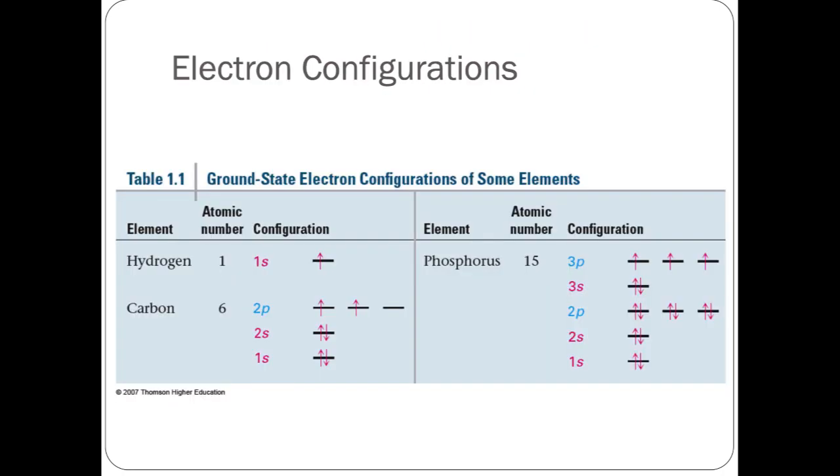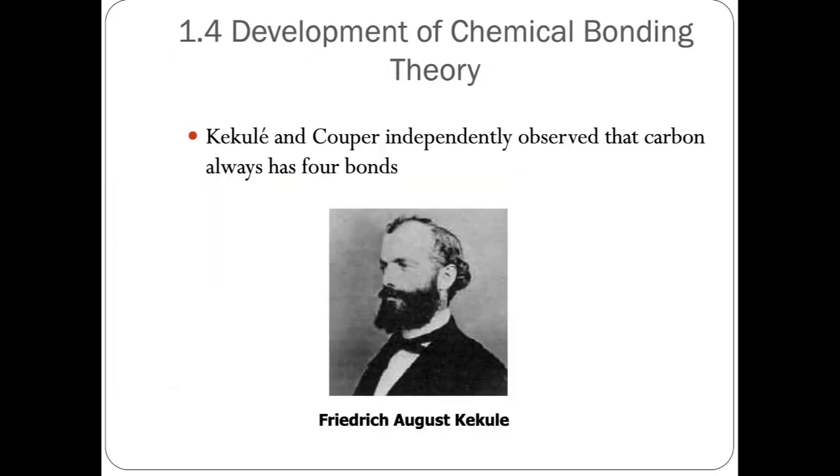You can see here the ground state electron configuration of hydrogen, 1s1; carbon, 1s2 2s2 2p2; phosphorus, 1s2 2s2 2p6 3s2 3p3. Now we're talking about the development of chemical bonding theory.